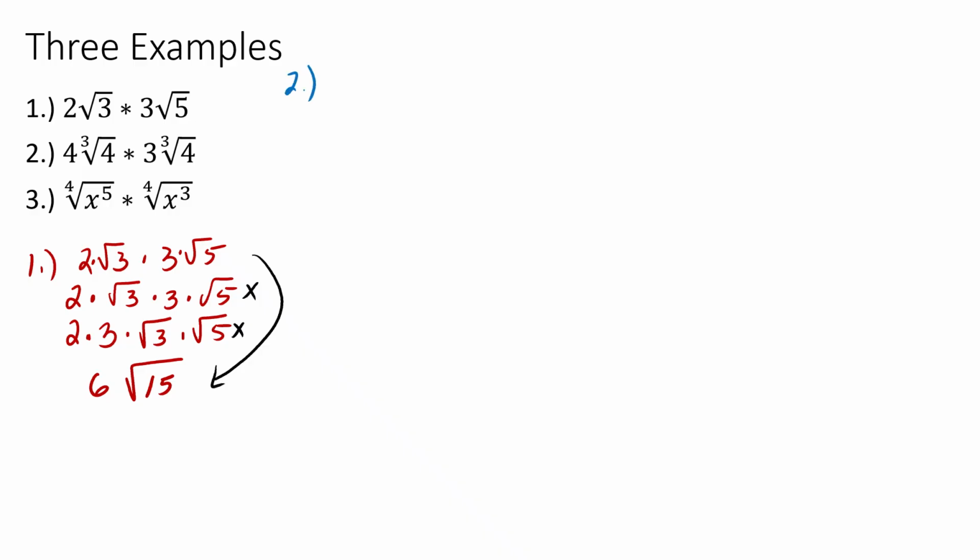Now for this second one, we have 4 cube root 4 times 3 cube root 4. There we go. All right. And in this example, we would be multiplying the stuff outside times the stuff inside. And you can't simplify these, so we're just stuck doing what we're doing.